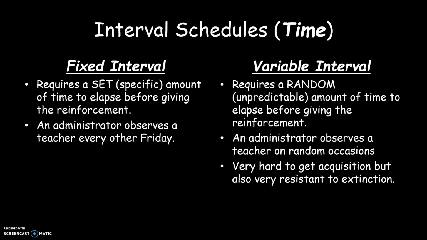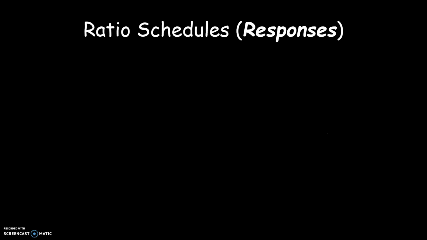So it's very hard to get acquisition on the variable partial reinforcement schedules. This is going to be true for the ratio schedules as well. It's very hard to get acquisition, but it's also much more resistant to extinction. If you're studying every night because you don't know when the next quiz is going to be, you're going to get in the habit of studying every night regardless, and your grades are going to be better.